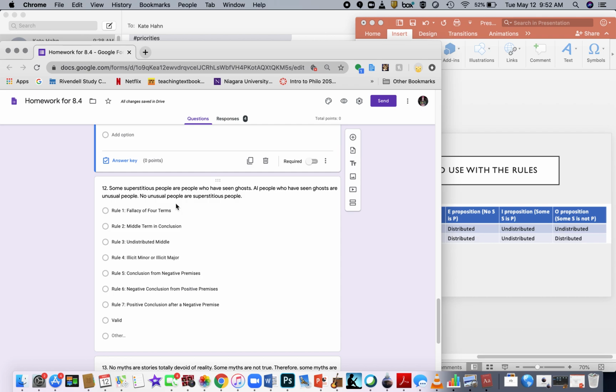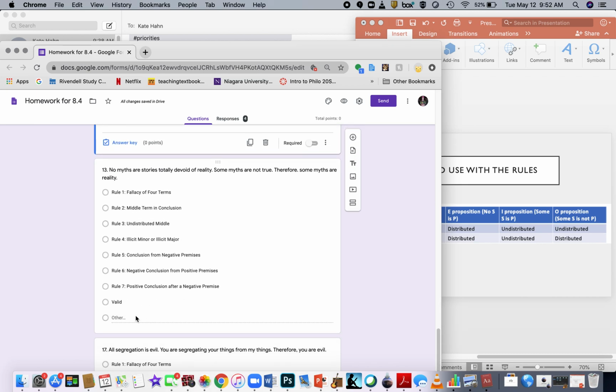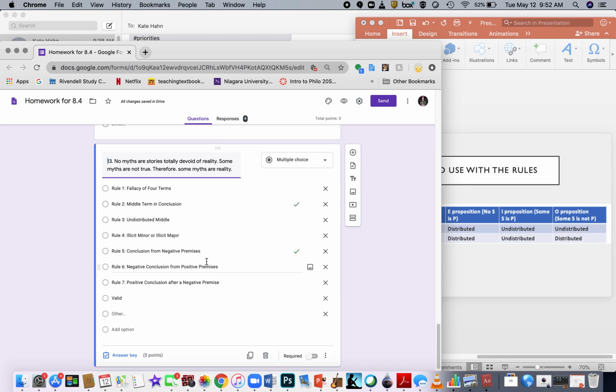Some superstitious people are people who have seen ghosts, etc. We've looked at both of these, so I don't think we have to go through this again. If you didn't get it right, try to figure out why you didn't, using probably this chart, at least for Rule 4. For Rule 6, it should be pretty straightforward. Let's see, middle term in the conclusion. We have our middle term, which is myths. It should show up in each premise. It should not show up in the conclusion. And so you have an invalid syllogism.